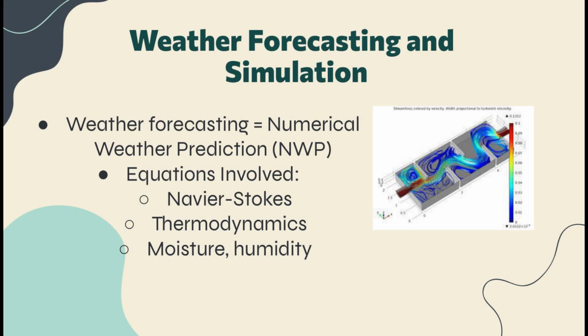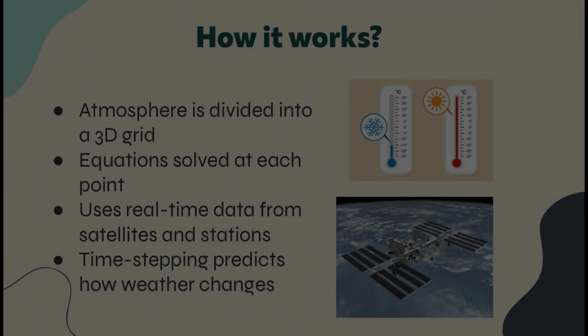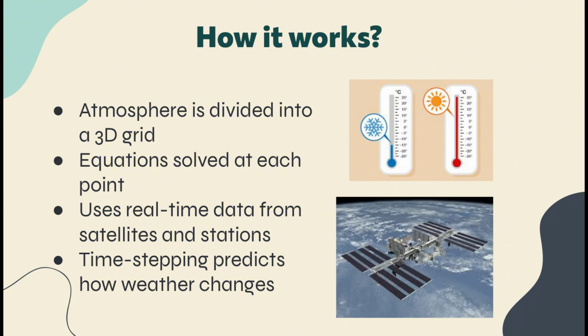Weather forecasting is a great real-world example of numerical simulation, and it is also called numerical weather prediction. In this process, we use mathematical equations to simulate how the atmosphere behaves over time. Some of the most important equations include the Navier-Stokes equations, which describe how air moves like a fluid, and the thermodynamic energy equation, which models changes in temperature. We also include equations that track moisture and humidity, so we know how water vapor moves and condenses into clouds or rain. Now I'll explain how NWP works.